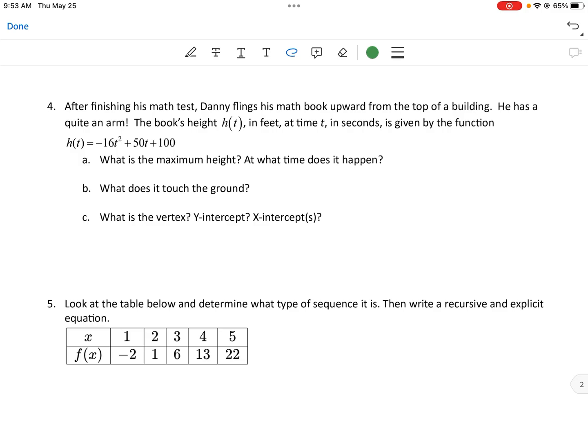After finishing his math test, he flings his math book towards the top of the building, he has quite an arm. The book's height is measured in h of t in feet, and in time in seconds is given by this function. What's the maximum height? When does it happen? Okay, if you want to deal with the maximum height, there's two ways to do it.